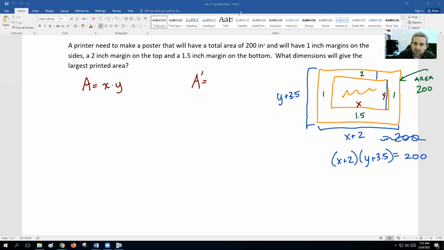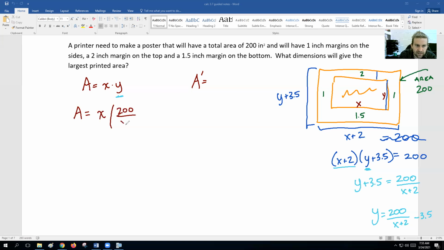So if we multiply x plus 2 times y plus 3.5, we have to make this equal 200. Our goal is to get y by itself so we can replace it in our area problem. So y plus 3.5 equals 200 divided by x plus 2, because all we have to do is divide that over. Then y equals 200 over x plus 2 minus 3.5. So we can say the area is x times 200 over x plus 2 minus 3.5.